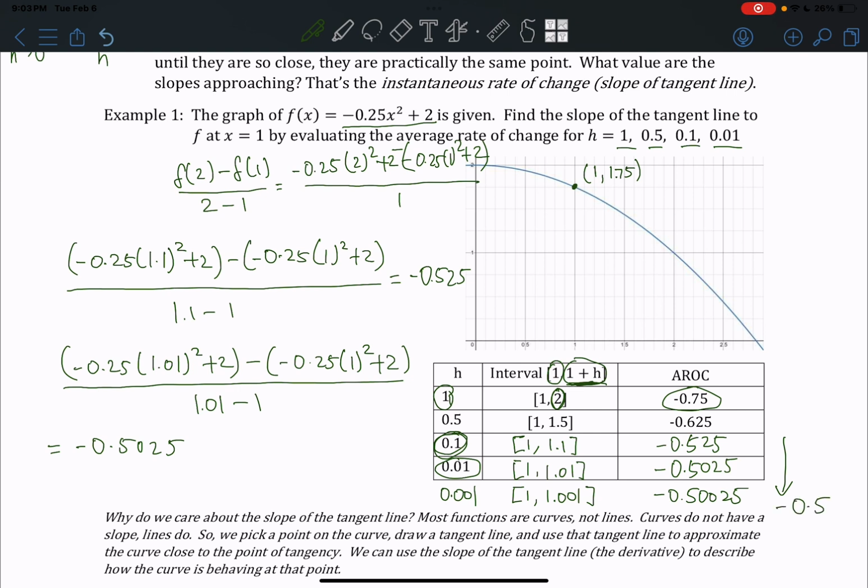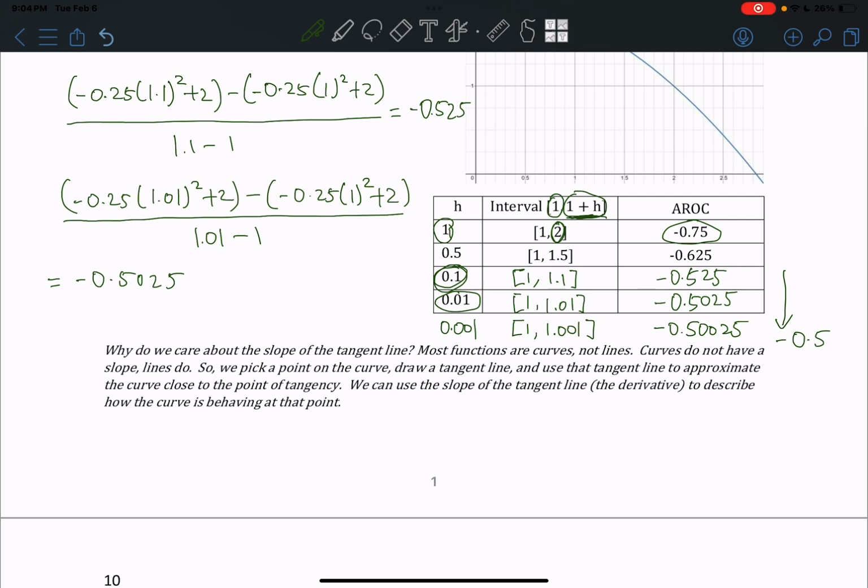As we get closer and closer to 1, so if you try 0.00001, you're going to get negative 0.50025, right? It's just going to get more zeros between the 5 and the 2.5. So it's going to get closer and closer to the value negative 0.5. Okay, so that will be my guess for the slope of the tangent line at x equals 1.